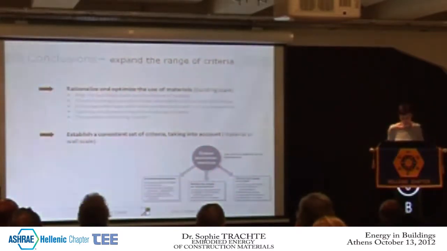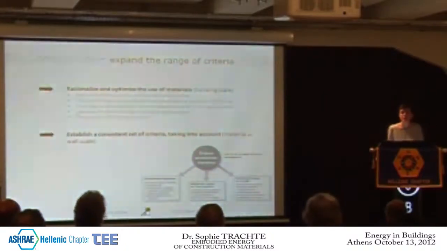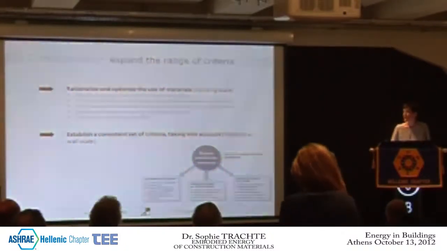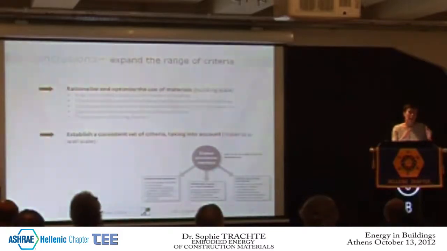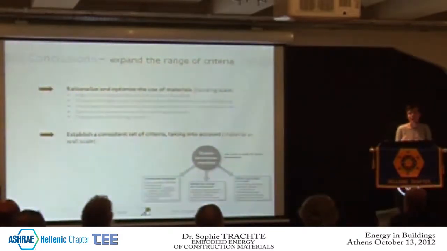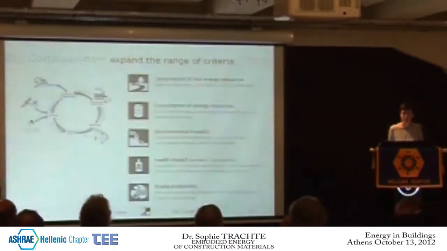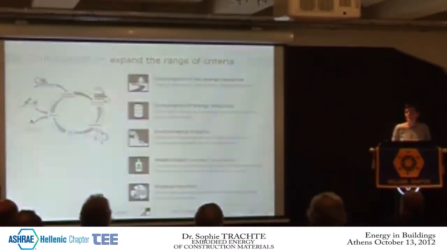So, as a conclusion, I would like to say to you, please expand, enlarge the criteria for the building material assessment. I think the first step for designers and for architects is to rationalize and optimize the use of materials at the scale of the building. It's very, very important. And then with the same technical performance, it's important to have a consistent set of criteria, taking into account resource depletion, energy consumption, environmental impact, and health impact. So I just put on the screen the different aspects of building material and environmental impact. Thank you for your attention.